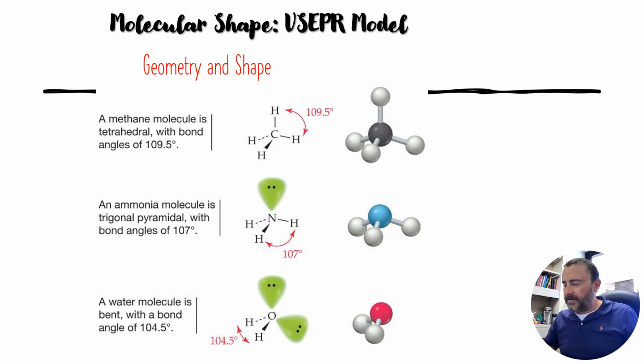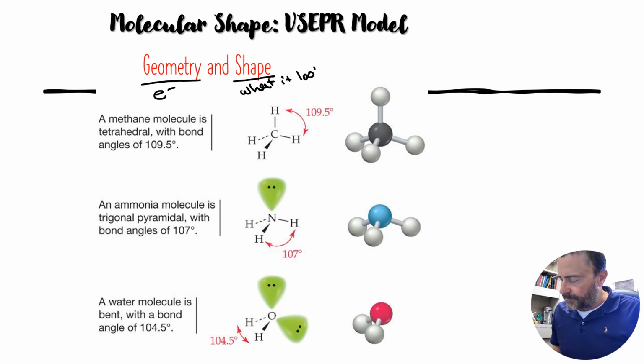All right, so number one, though, I do want us to get, when we've got geometry and shapes, all right, geometry and shapes are a little bit different from each other. Geometry is how our electrons are around our central atom, and the shape is what it looks like.